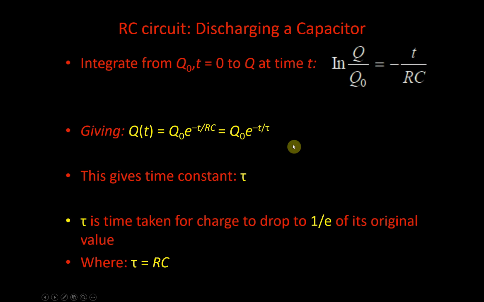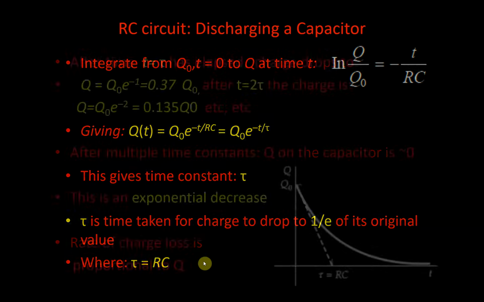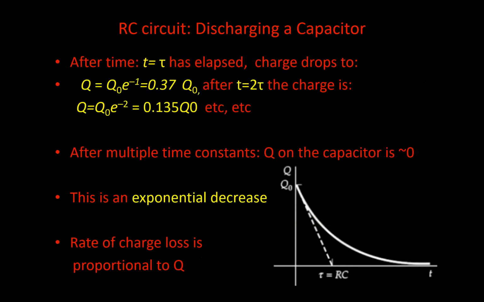This is very similar to the kind of constant you might see with something like radioactive decay. It behaves in a very similar way, in that this tau, in t over tau, is the time taken for 1 over e of the charge to flow off the capacitor. So tau is the time taken for the charge to drop to 1 over e of its original value. And tau is R times C. That's known as the time constant.